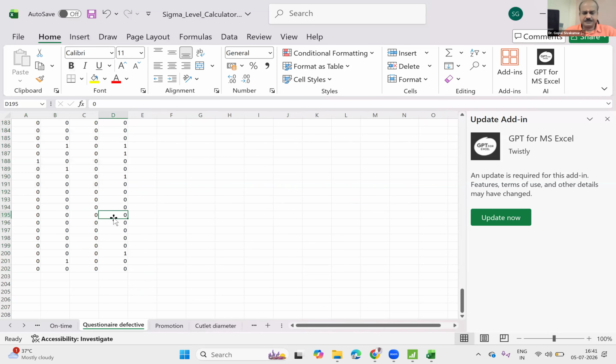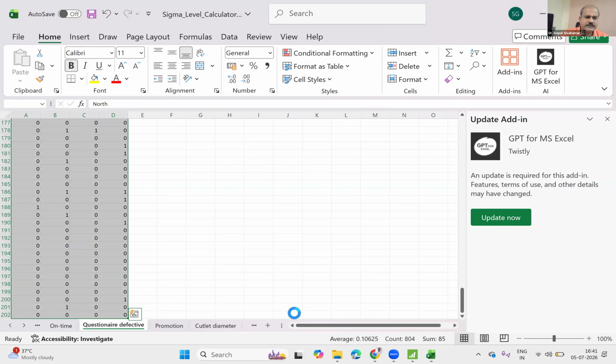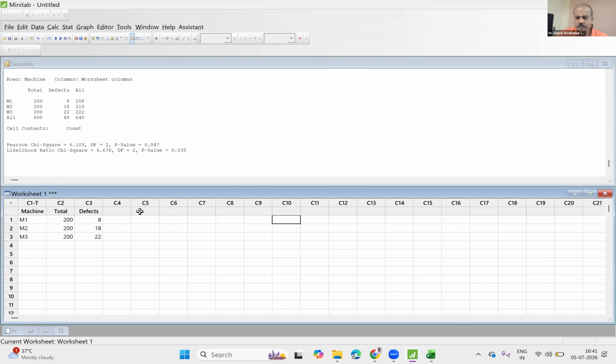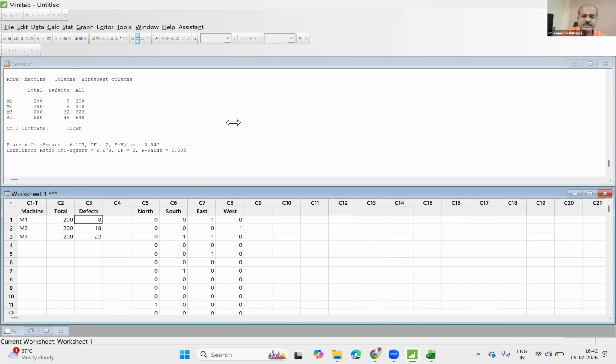Sorry, took more time. See here, you can even create a summary out of the observation, or you can feed the raw data as it is. Minitab will automatically create the contingency table. So I'm just copying everything, Control C. I go to Minitab. I just paste it here. You can also create a contingency table in this manner, like north, south, east, west, total how many applications they processed and how many defects they committed. So here the defect committed is made available. 0 means no defect, 1 means defect.